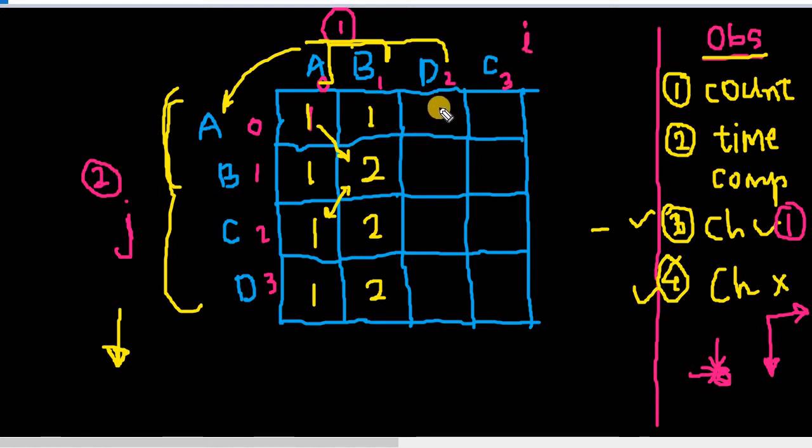So we'll inherit the value 1. After that, we'll check with the diagonals. We'll check D with B, it's not matching. We'll compare these two values and we'll get the maximum, that is 2.